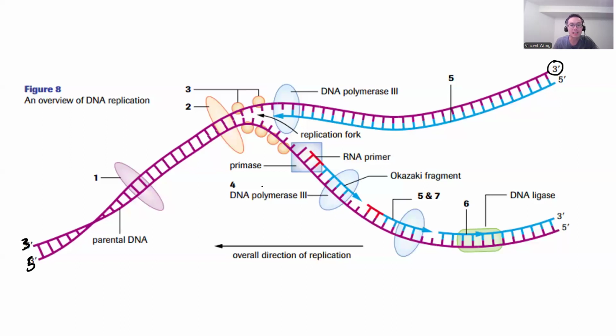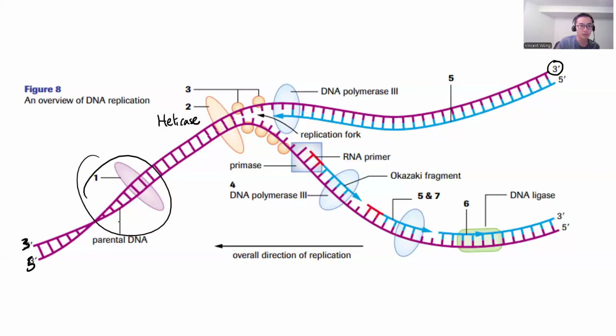Okay, let's see if you can identify some of these things, eh? What do you think number two is? That little orange oval thing? What enzyme do you think that is? Helicase. That is absolutely correct. That is helicase.